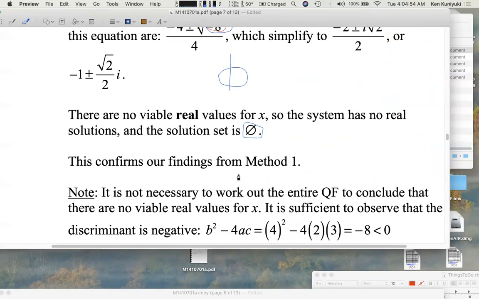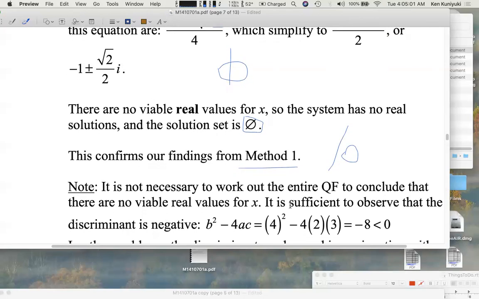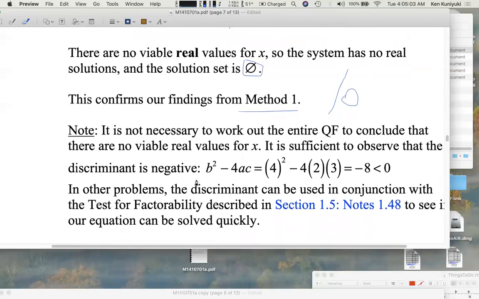And this confirms our findings for method 1. There are no intersection points between the circle and the line. Ugh, horrible. All right. Again, once you find the discriminant's negative, you know there are no solutions.